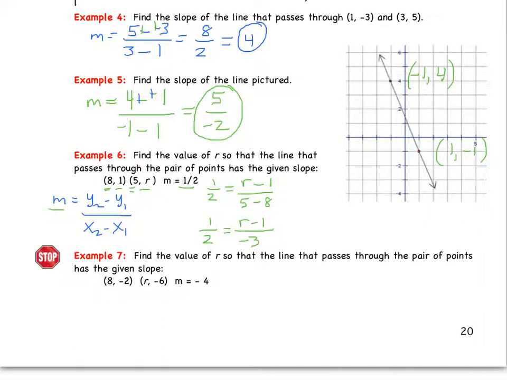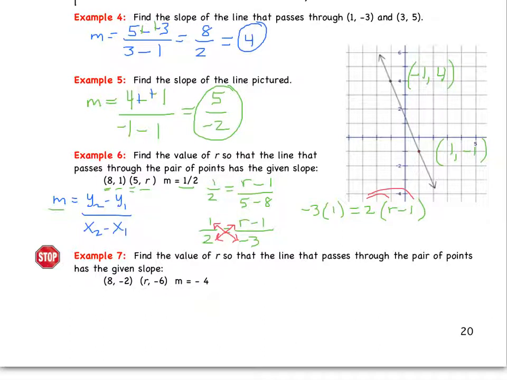Okay, so we've got ourselves a proportion essentially. So we should remember from geometry last year, how do we solve proportions? Well, we cross multiply. So we set the products of these numbers equal to one another. So what we should get is -3 times 1 is equal to 2 times the quantity r minus 1. It's important to use parentheses here so we remember to distribute this 2 on inside.